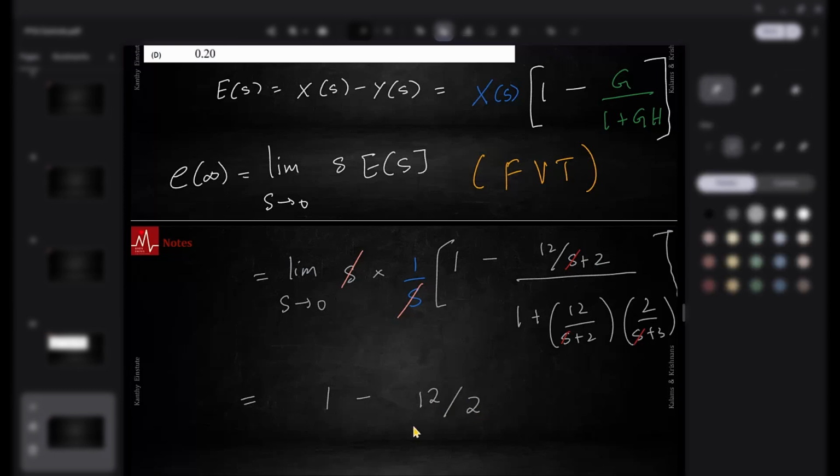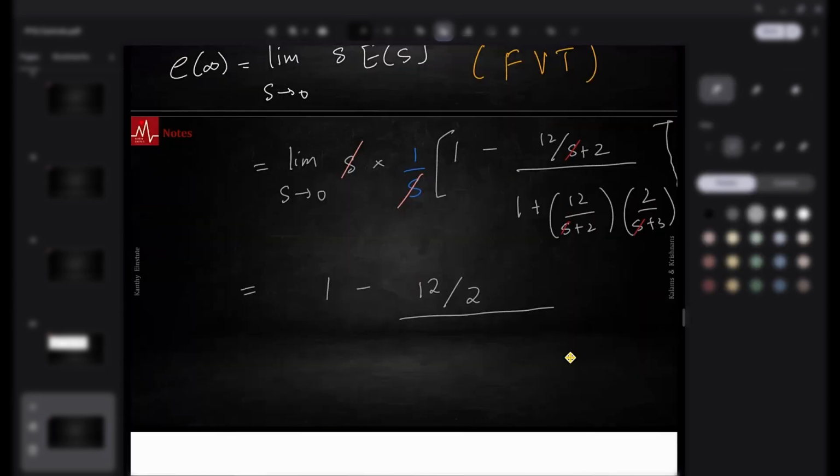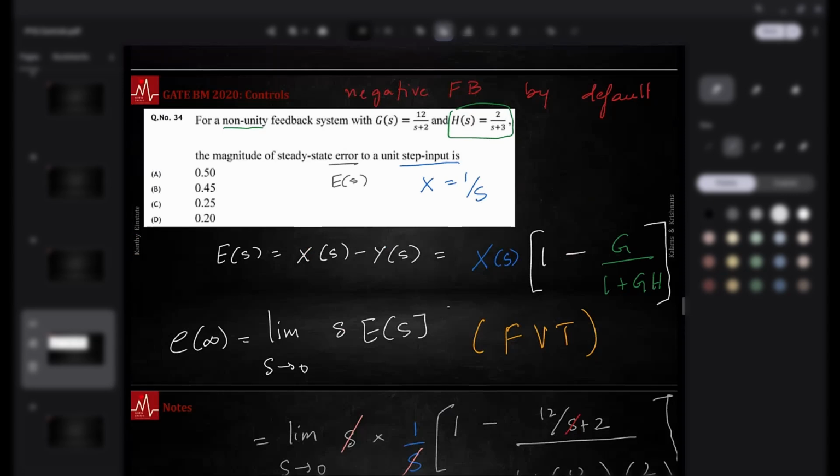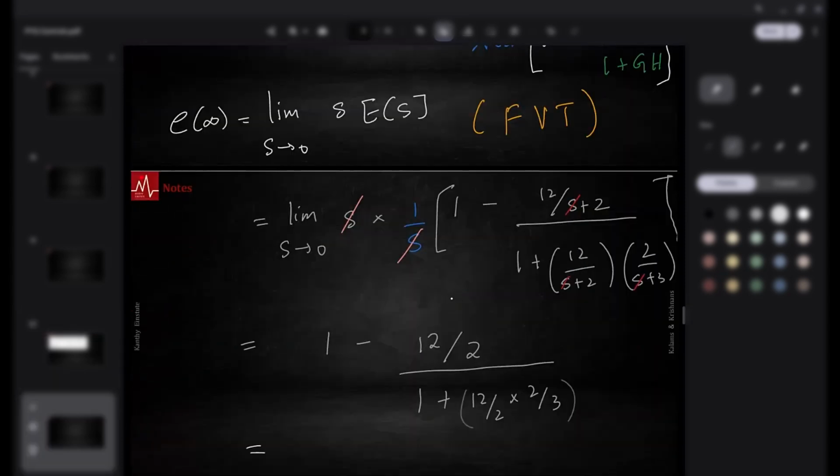12 by 2, that is a 6. And then 1 plus the 12 by 2 into 2 by 3. How much is this value? At least, can you calculate this? What are the 4 options? 0.5, 0.45, 0.25, 0.2.